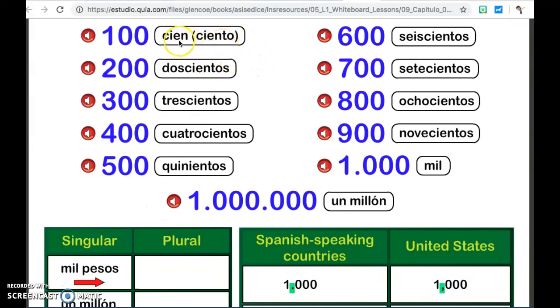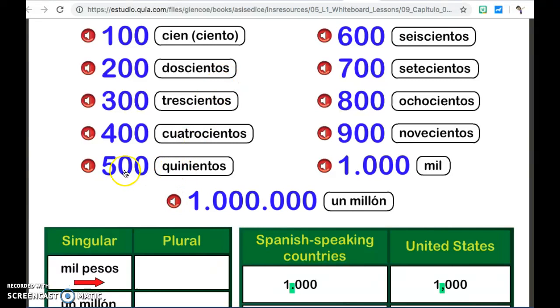So notice that you can either have cien or ciento. It depends on the word that comes next. If you have a noun that comes after cien, you leave it cien. If it's just the number 100, you say ciento with nothing following it. And then the others, it's just like regular numbers, dos, tres, cuatro, and then add cientos to that number.